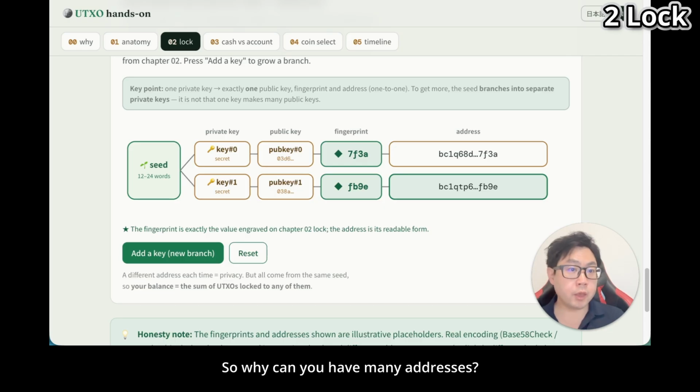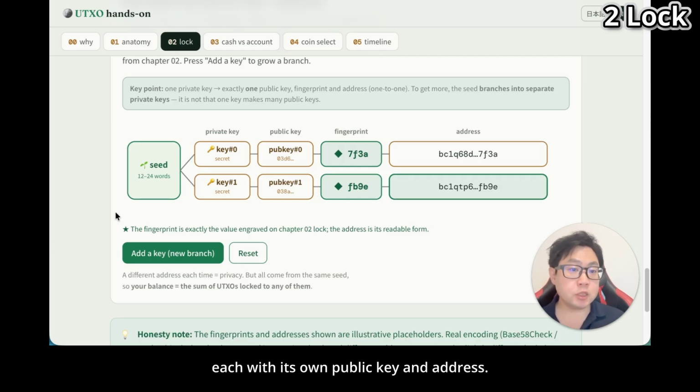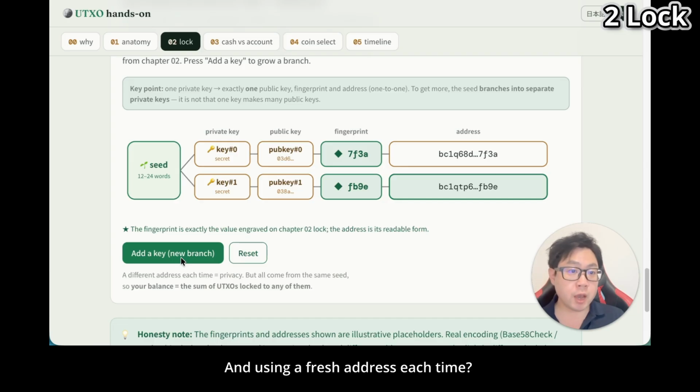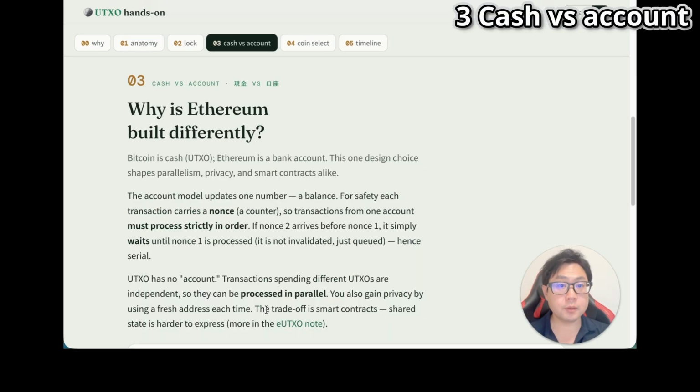So, why can you have many addresses? The branching happens earlier at the seed. From one seed, those 12 to 24 words, you derive separate private keys, each with its own public key and address. They look different, but they are all yours. That's why your balance is simply the sum of the UTXOs locked to any of your addresses, and using a fresh address each time is for privacy.